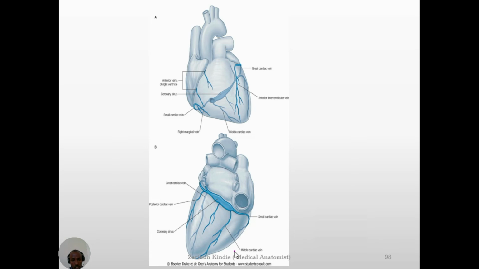from the middle cardiac vein, this is the middle cardiac vein, and the posterior cardiac veins and small cardiac veins. Those are tributaries of the coronary sinus. So finally, this coronary sinus transports, or drains, blood towards the right atrium.